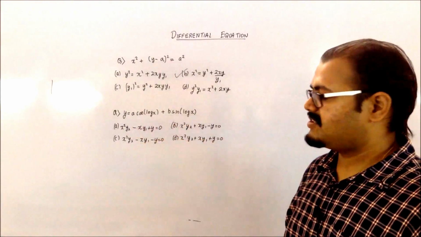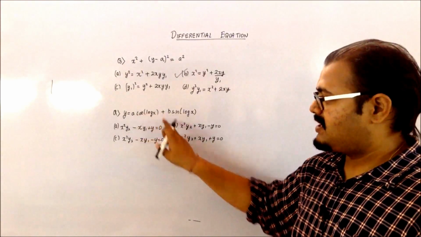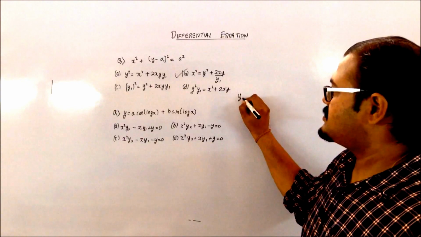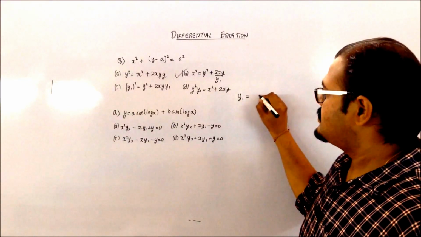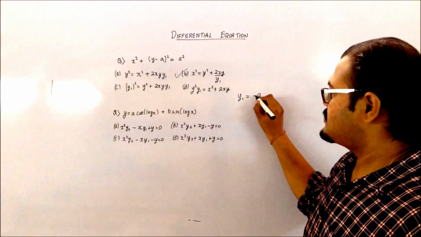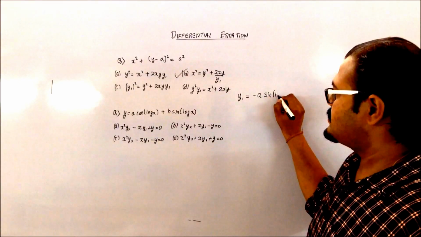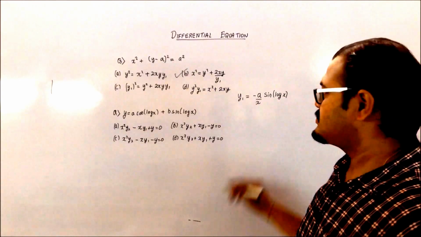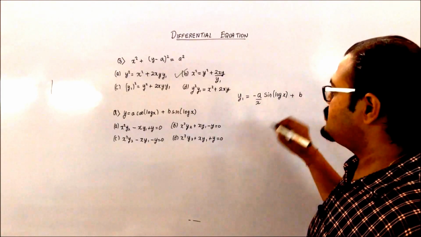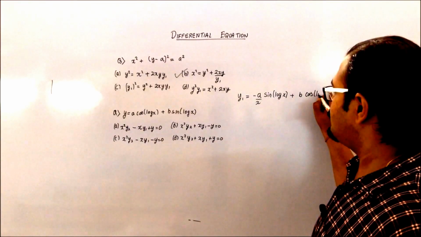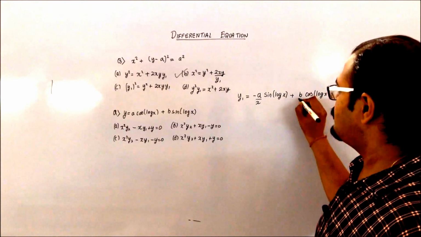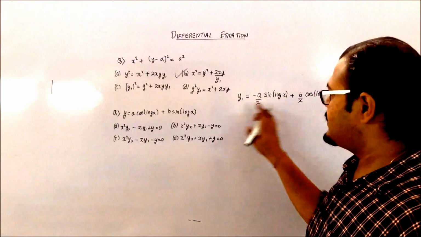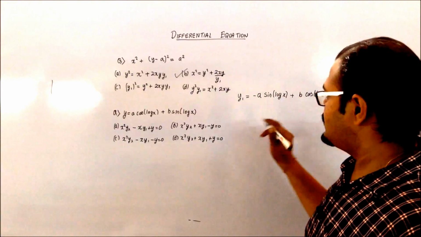In this you are having this particular equation. You can see that there are two arbitrary constants, so you have to differentiate twice. If you take the first derivative, it will be a into the derivative of cos, which is minus sine, into log x, and the derivative of log x, which is 1 by x, plus b into the derivative of sine, which is cos of log x, into the derivative of log x, which gives you 1 by x. So what you can do is take that x on this side to simplify our differentiation.